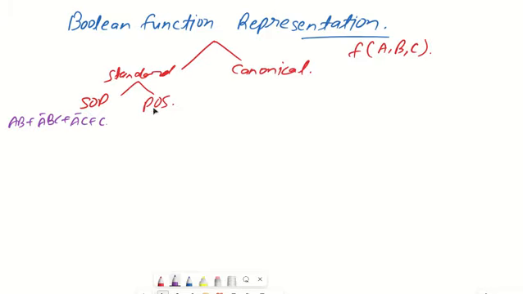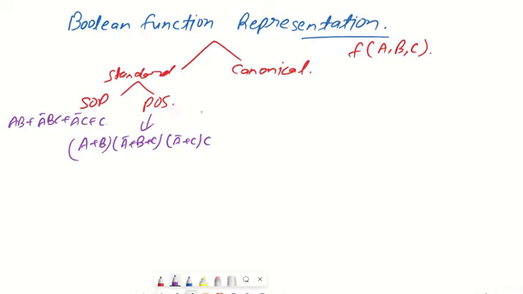What could be an example of product of sums? I can take an example like (A plus B) into (A bar plus B plus C) into (A bar plus C) into C. You can see this is a product of sum terms. A plus B is a sum, A bar plus B plus C is a term, and then the product of all of them. This is how sum of products and product of sums look.